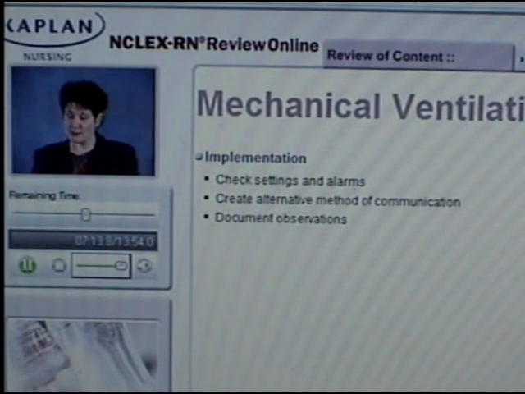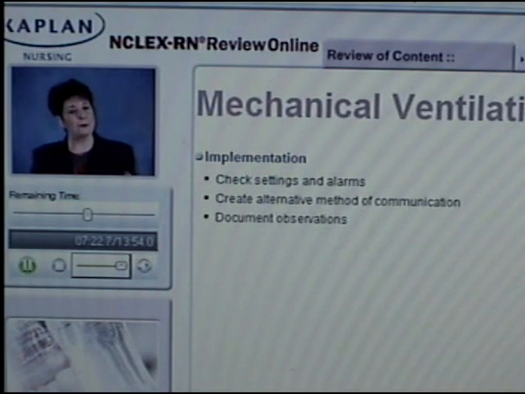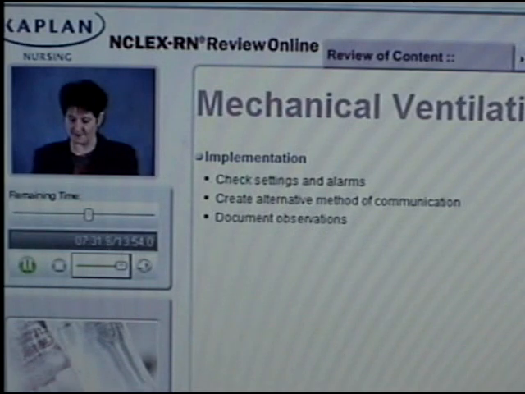And again, you need to make sure that you document all observations and all assessments that you do. And sometimes condensation will form in the tubing of the mechanical ventilation device. And you'll need to make sure that that condensation is drained periodically.